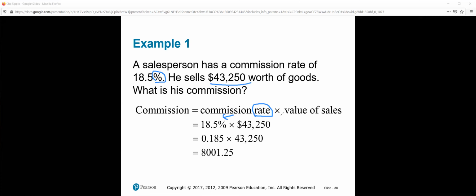The only other number available, it says here, sells $43,250 worth of goods. So sales, stuff sticks in very well, right? Convert 18.5% over to a decimal because you never use percents in math. Percent is a way to represent something. Convert it over, super important, and then punch that in. There you go. Good old salesperson here made $8,000 off of his sales. Seems nice. I'm proud of him.